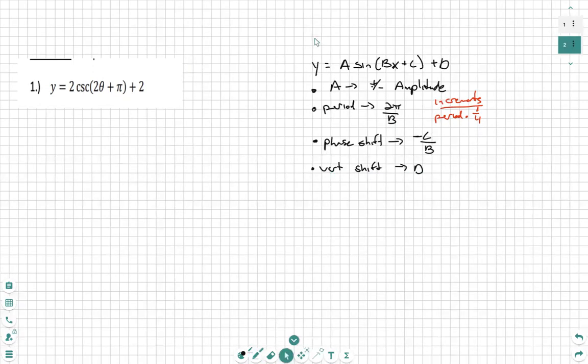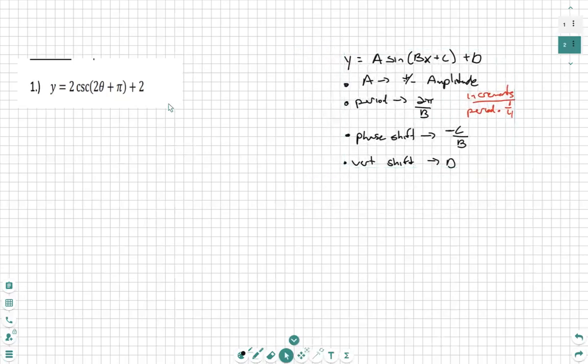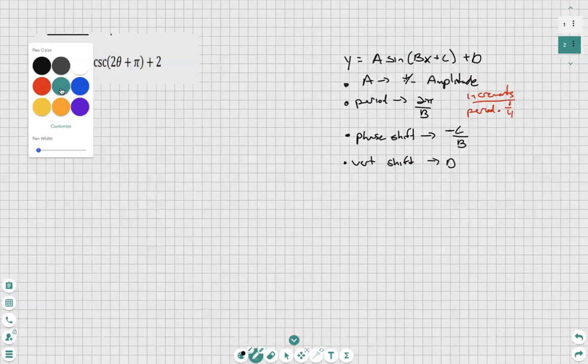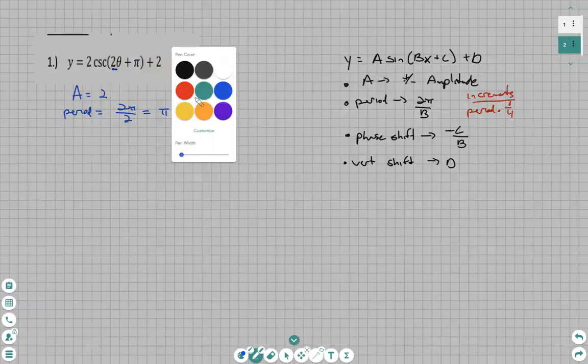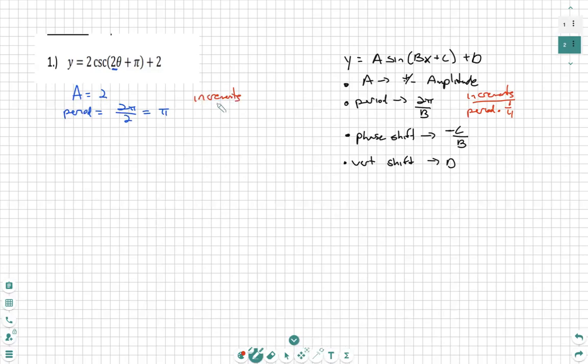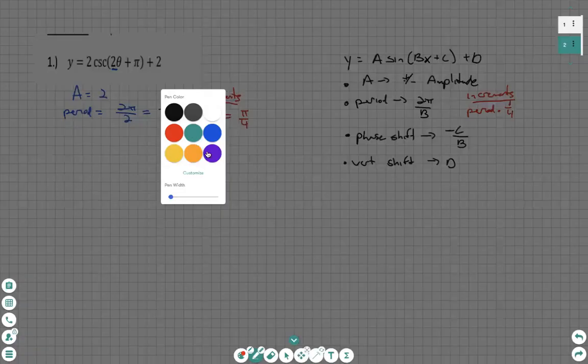So we're going to graph this absolutely normally, like a sine graph, and then we'll do one extra step at the end. The first thing we need to do is start labeling what everything is equal to. We see that our amplitude is equal to 2. Next, we find our period. Our period is 2 pi over b, and this is my b, 2 pi over 2. So my period is just pi. We then find our increments. Our increments will be pi times 1/4, or pi over 4. That's how much we're going to jump from one point to the next.